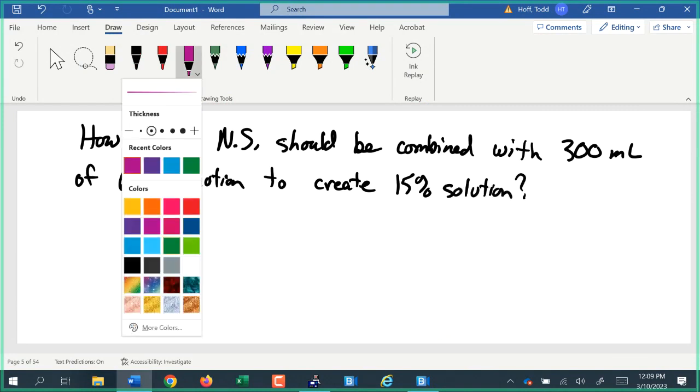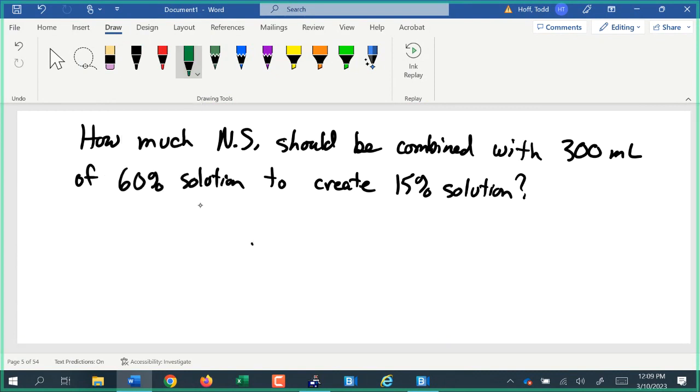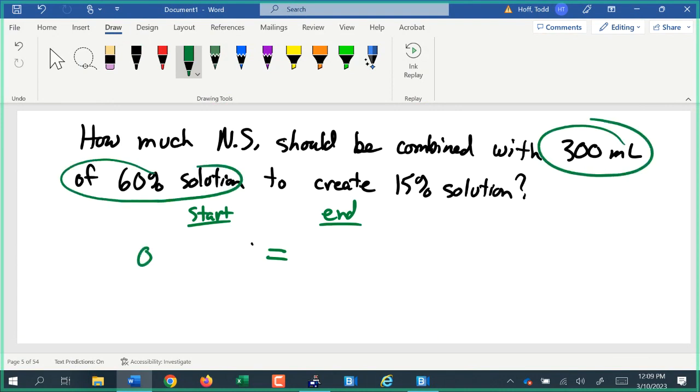So the setup using the formula is still pretty straightforward. We have the beginning or the starting amount, and we have the ending amounts. The starting amount, we have 300 milliliters of 60% solution. So 60%, I'm actually just going to leave it as percent so I don't have to convert. So 60 times the amount of 300 milliliters equals 15%. Now, since I left the 60 as a percent, I have to leave the 15 as the percent, times X, which will be my new amount after the dilution.